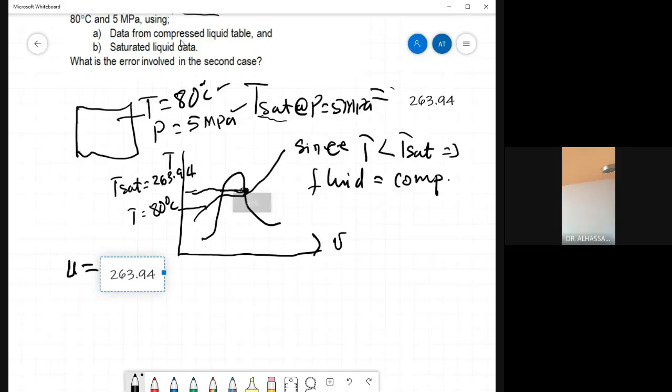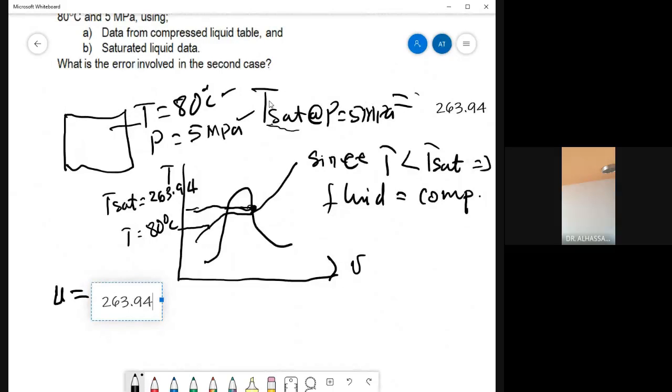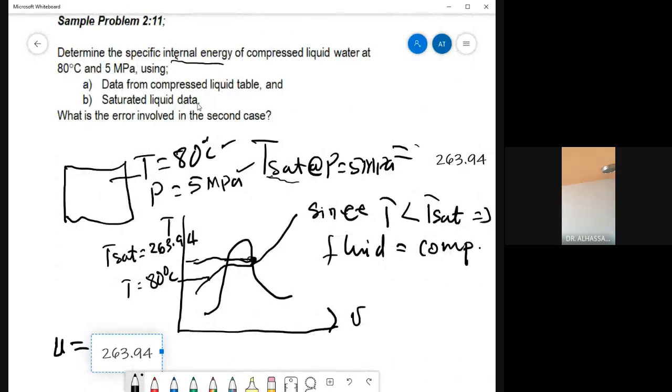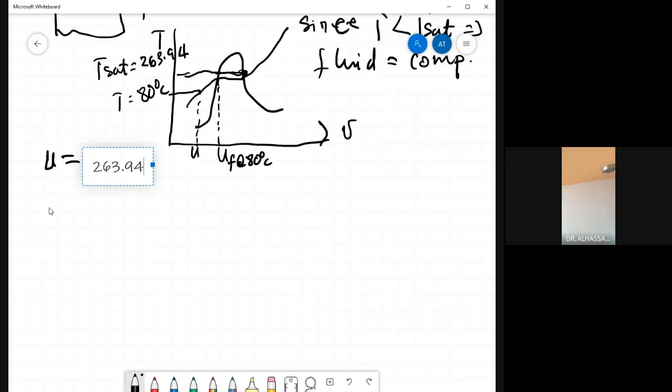Now we have to find, using a similar concept, this time we will go to the saturated liquid data. Then we'll find the internal energy over there. Saturated liquid data means this portion. See over here, the one that you have given to me now is in this region. This is U. And then we are going to read U_f at 80 degrees Celsius. So tell me what will be U_f at 80 degrees Celsius.